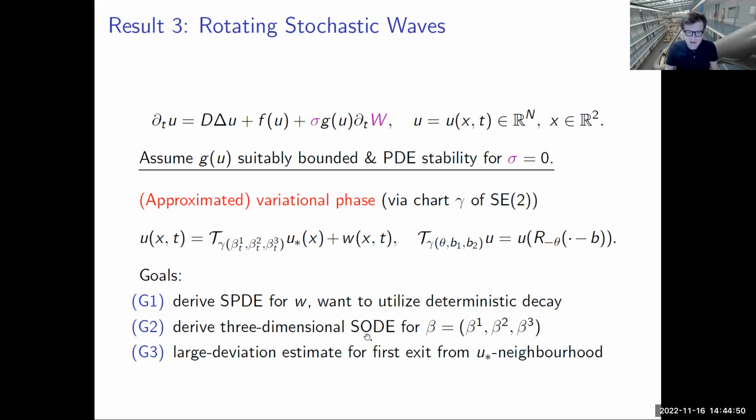decay, and we want to derive something for the components that are perpendicular again. These W are all the components that are perpendicular to the phase diffusion directions. And we want to have a finite dimensional stochastic ordinary differential equation for the phase diffusion, how the noise is acting along these three neutral directions. And then we also wanted to get a large deviation type estimate, to get an estimate of how likely it is that this wave actually goes outside of a certain probabilistic neighborhood of the deterministic wave. Okay, these were the goals.